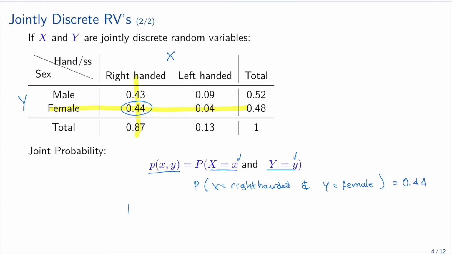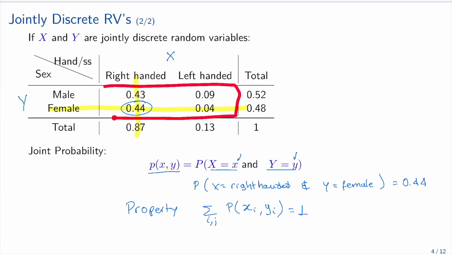Remember the property, all the probabilities have to add to 1. So if we sum the probabilities of x_i, y_j, and we do the sum over i and j, this probability should be equal to 1. That means if we add everything in this square region, it would add to 1.